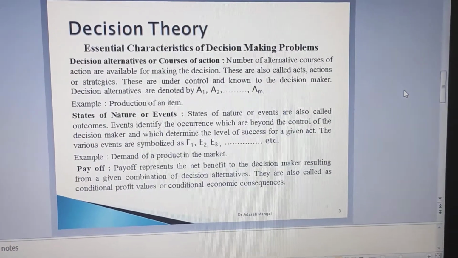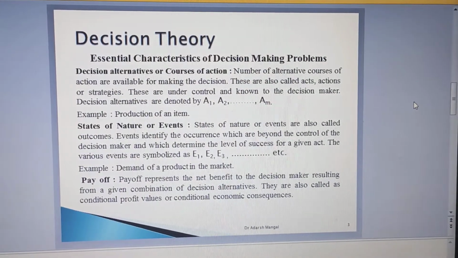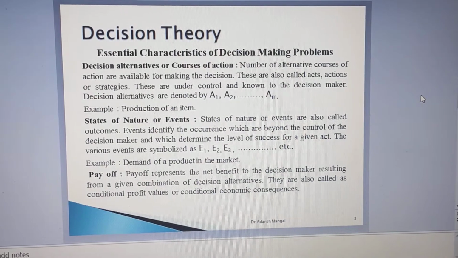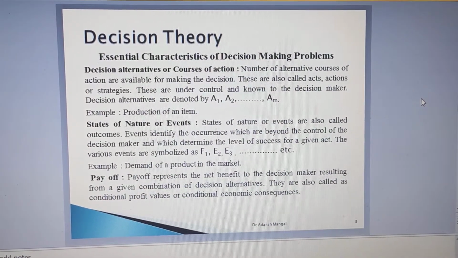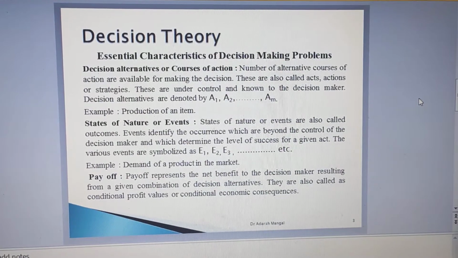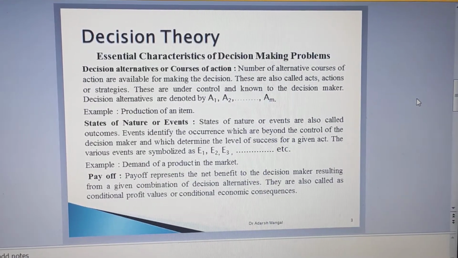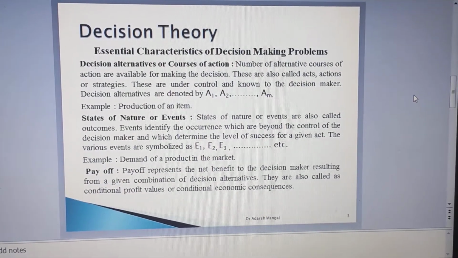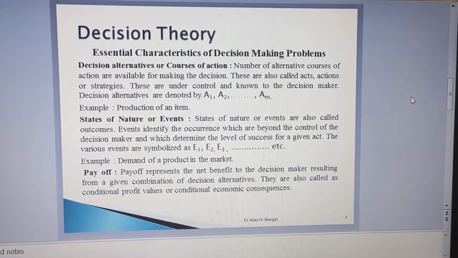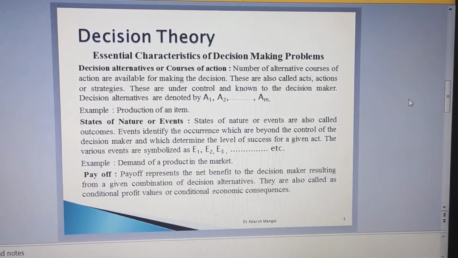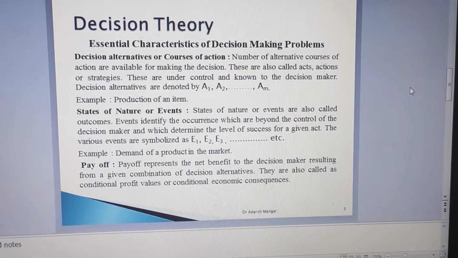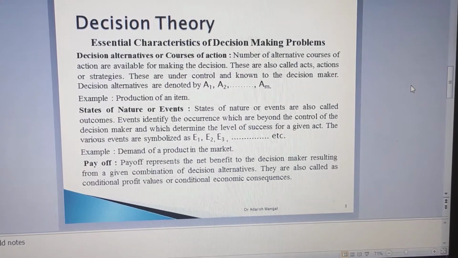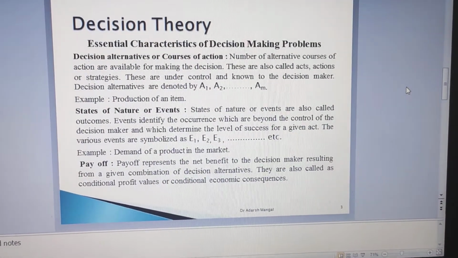Essential characteristics of decision making problems. First one is decision alternatives or courses of action. A number of alternative courses of action are available for making the decision. These are also called acts, actions or strategies. These are under control and known to the decision maker. Decision alternatives are denoted by capital A1, A2 up to Am. An example of decision alternatives or courses of action is production of an item, which is under the control of the decision maker.